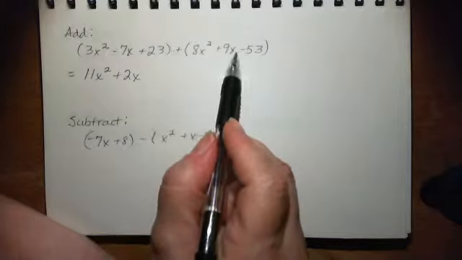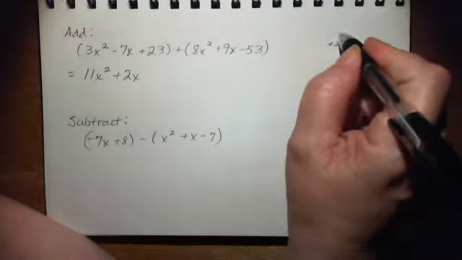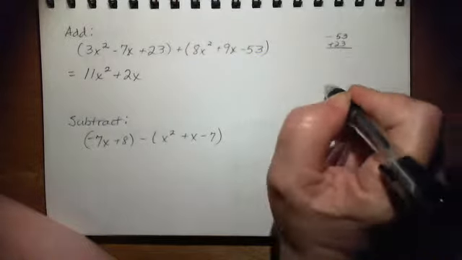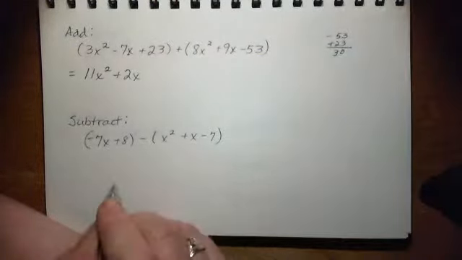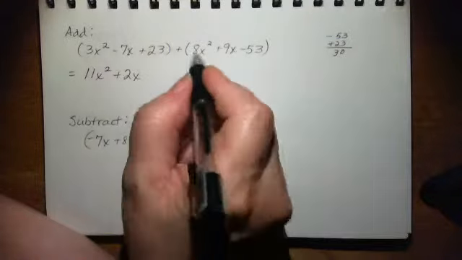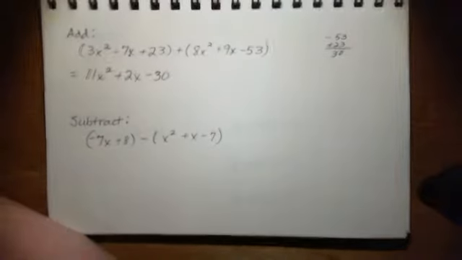Negative 7 plus 9 is plus 2 for our x term. Positive 23 and negative 53. Okay, they're different signs, so we know we're going to subtract them. And we keep the sign of the larger, which is negative. So we're going to make that minus 30.